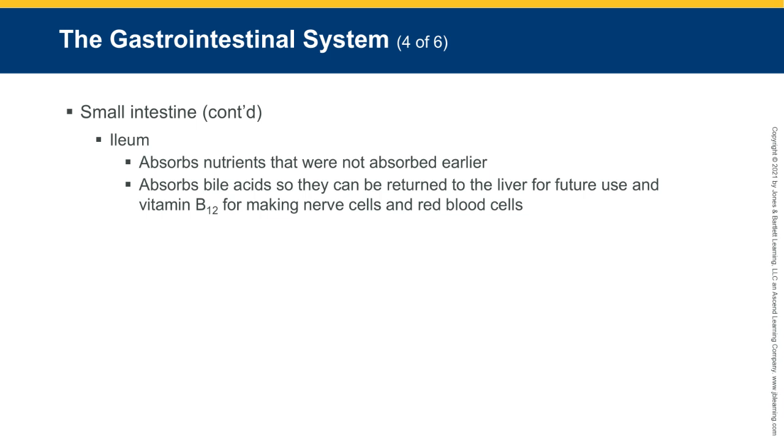The ileum ensures that bile acids return to the liver for future digestion and that vitamin B12, essential for nerve function and red blood cell production, is absorbed. Any issues with absorption can lead to conditions such as malnutrition or anemia.